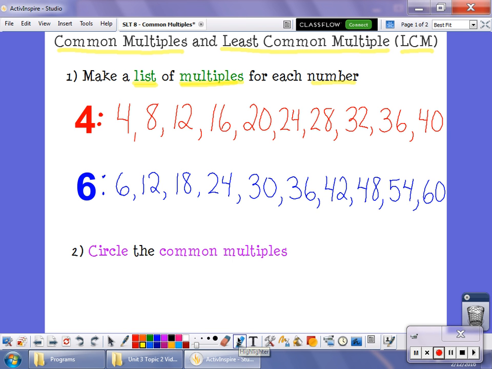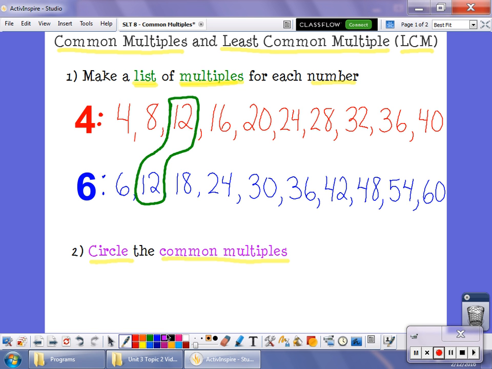So these are a list of multiples. And again, not all the multiples, because I can do 4 times a billion and still keep going. So we just make a list of multiples. Then we want to circle any multiples that they have in common. So for example, if I look at these numbers, I can see that both of these, 4 and 6, have a multiple of 12. So 12 would be a common multiple.